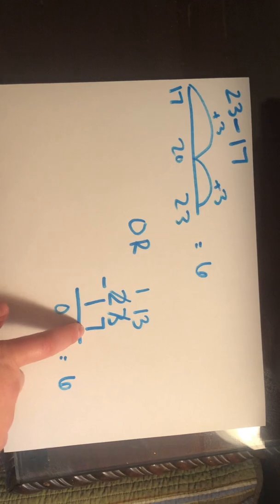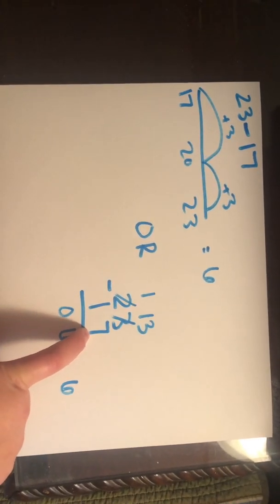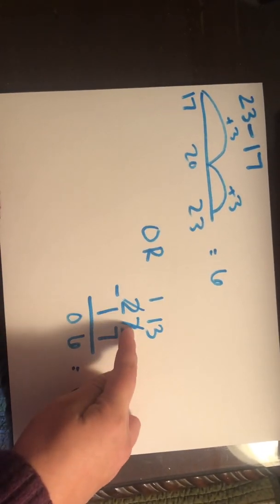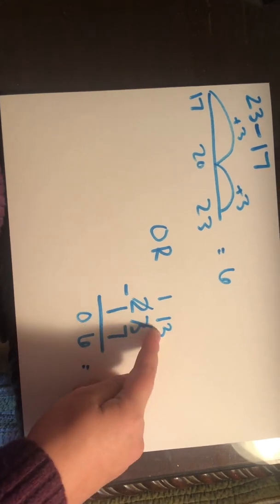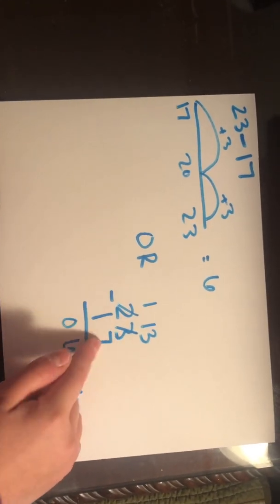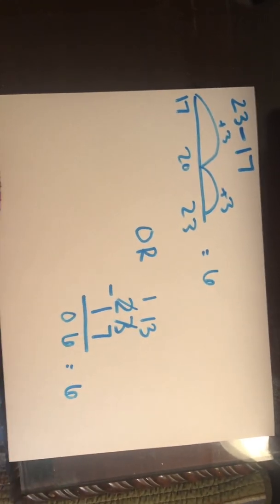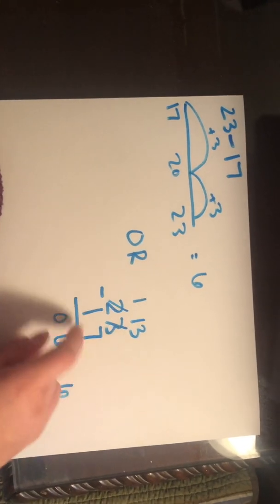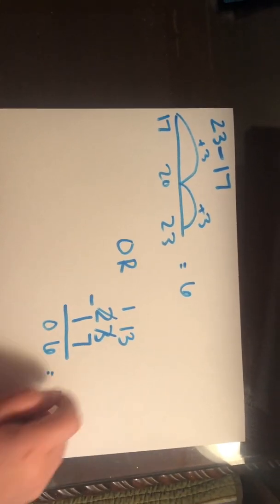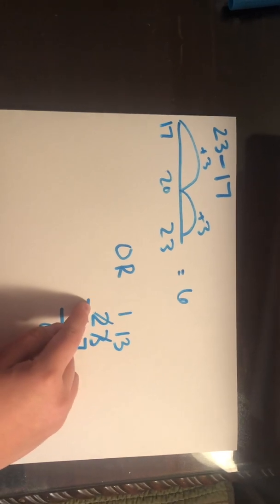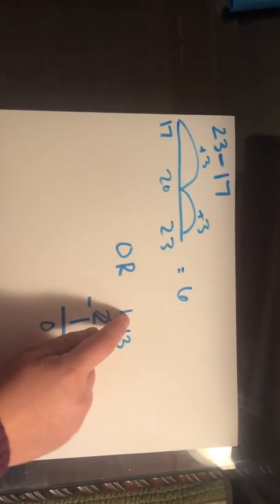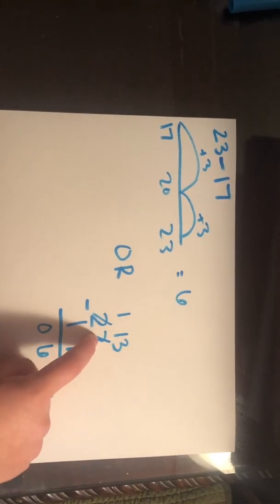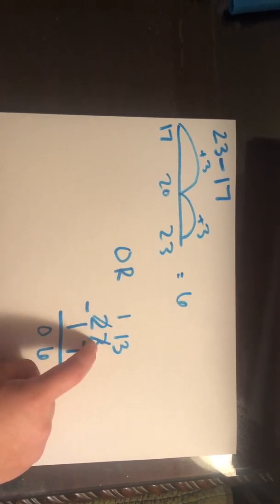Or we could subtract using vertical subtraction. But when we subtract 3 minus 7, we must regroup. Otherwise, we'll get a negative number and the wrong answer. So when we have 23 minus 17, we first have to borrow one group of 10 and move it over to here, our ones place.